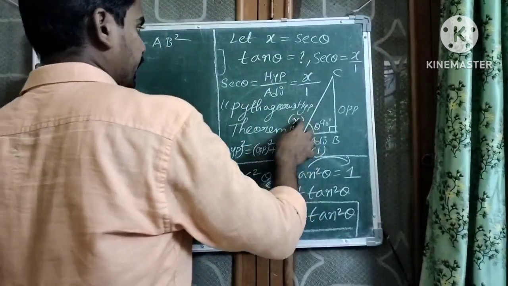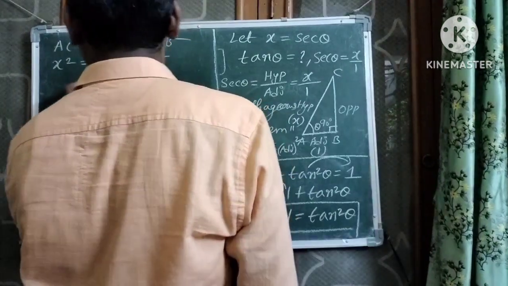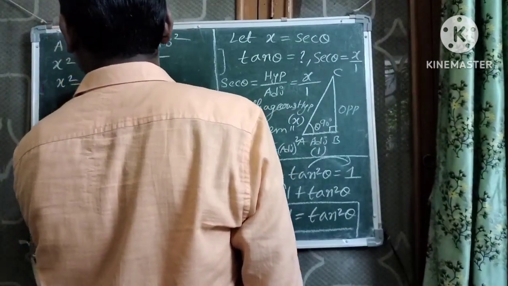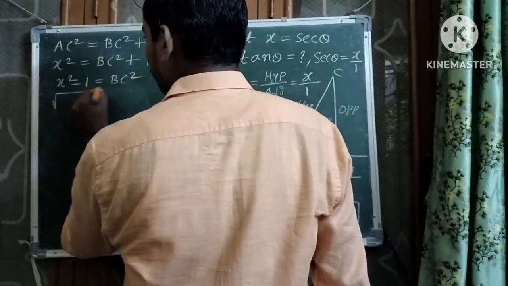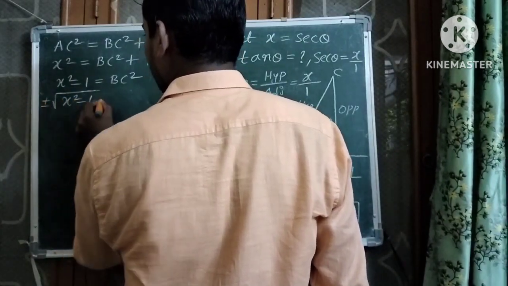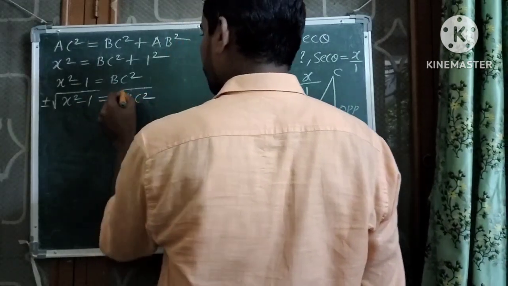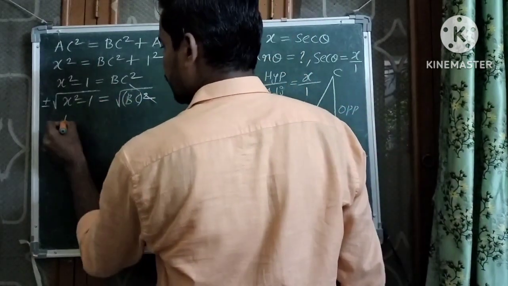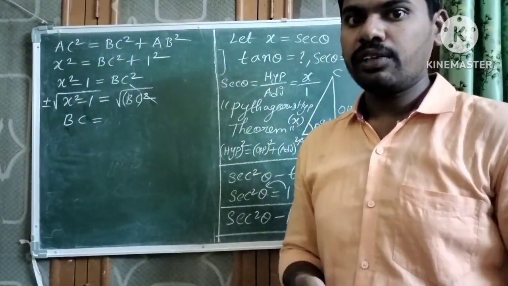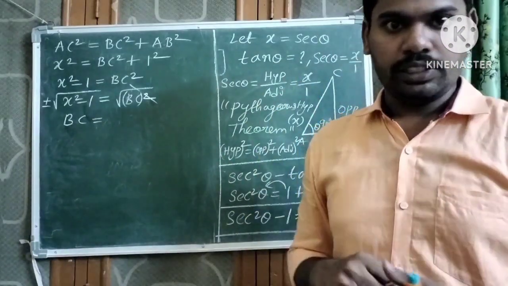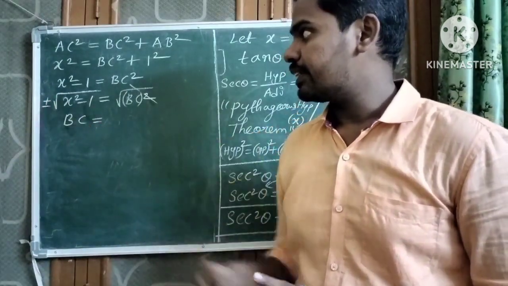AC square, hypotenuse, is x square. BC square, 1 plus AB square, 1 square. Transposing 1 square, you will get x square minus 1 is equal to BC square. Now apply square root on both sides. You will get a plus or minus sign. Root over x square minus 1 equals root over BC square, the root gets cancelled. BC is equal to plus or minus, because if we apply square root, we get a positive sign and a negative sign, two solutions actually.